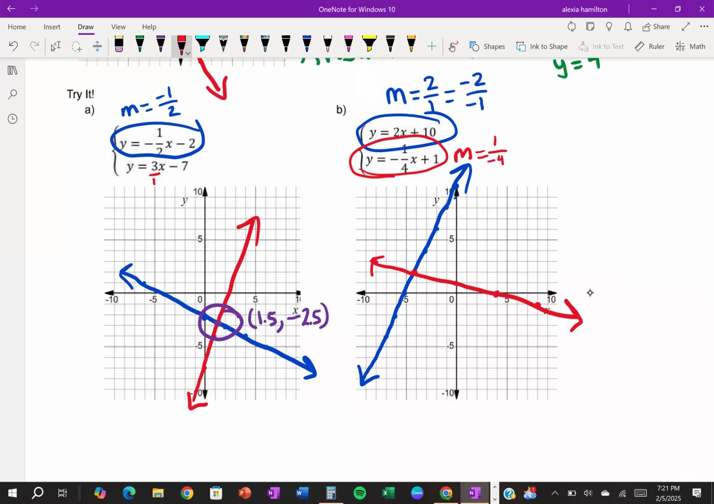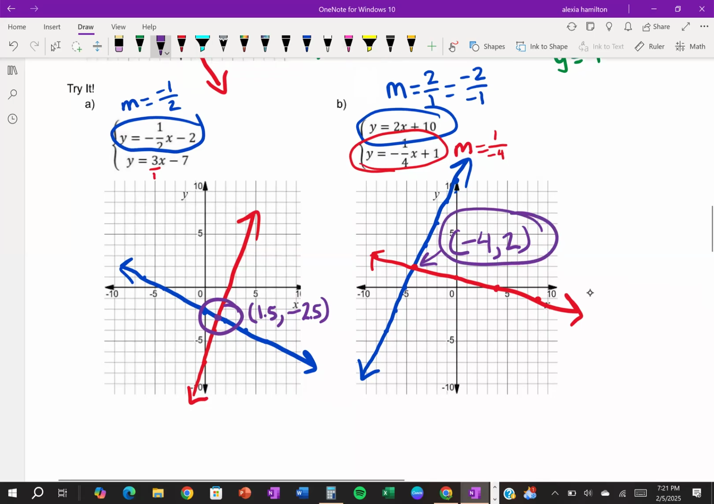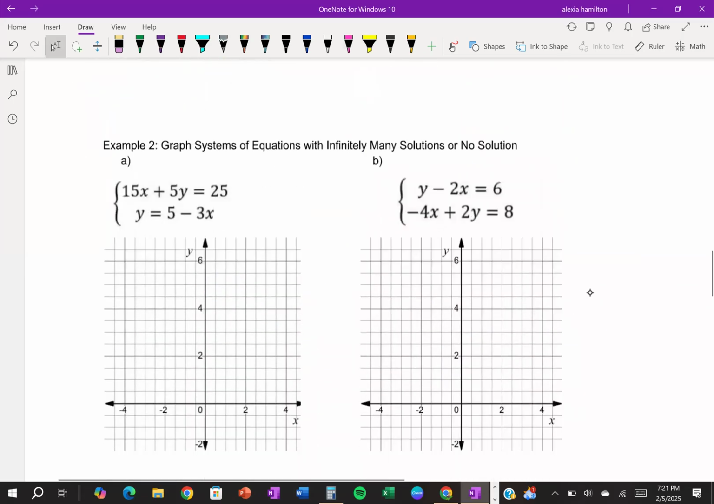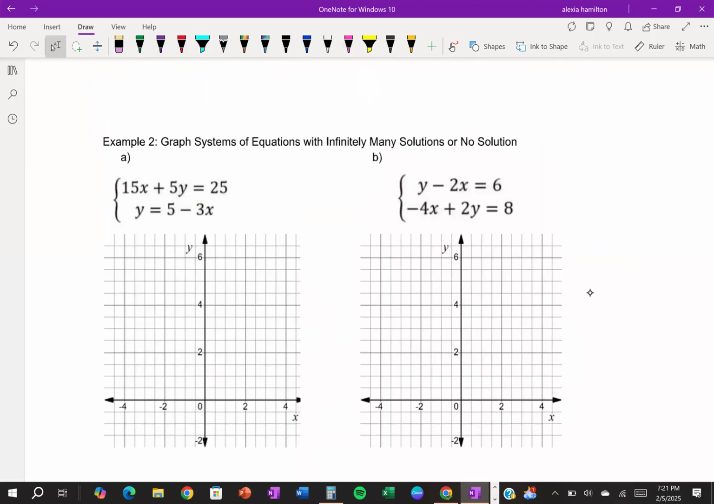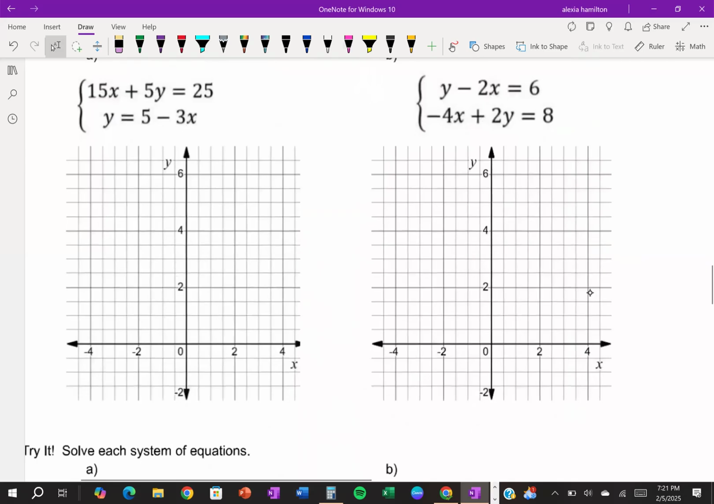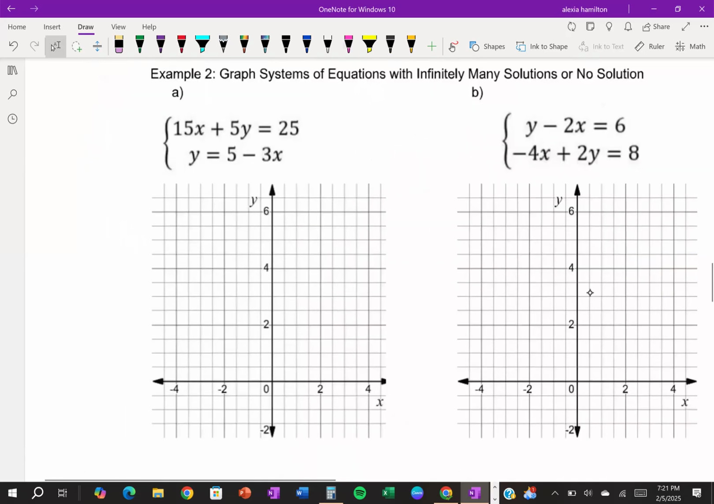Okay, so there's my second equation, my second line, and find that intersecting point. It was actually on a line, so it's a -4 for my x and a +2 for the y. Okay. So example 1, and try it A and B. Example 2, just a repeat. Oh no, some of the equations are written in standard form.